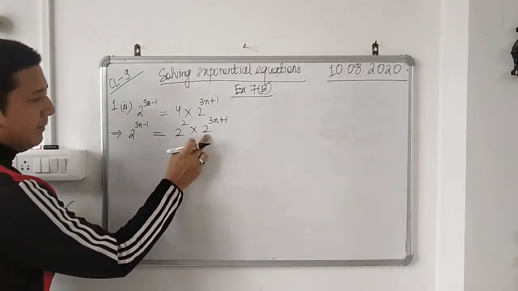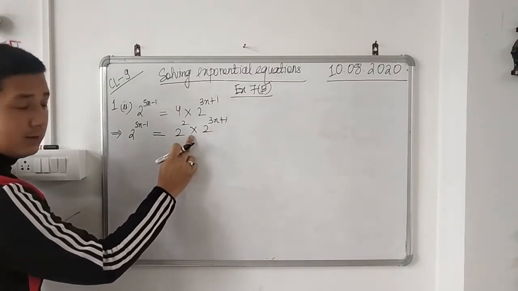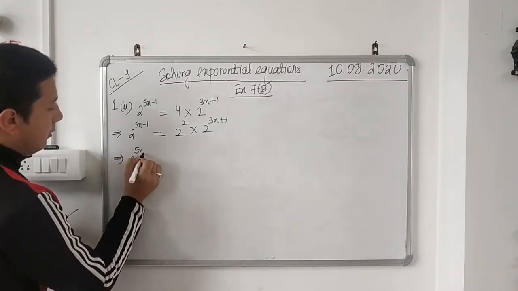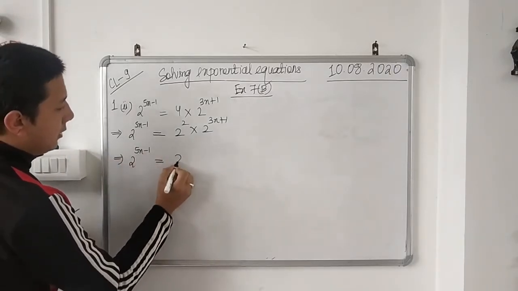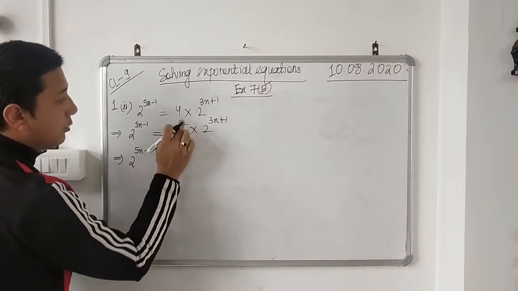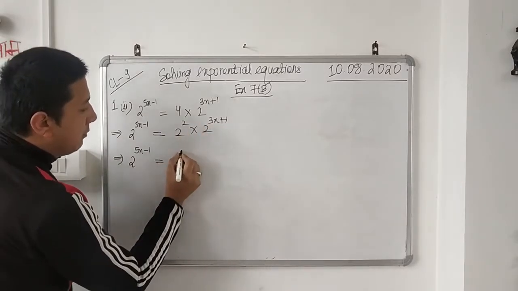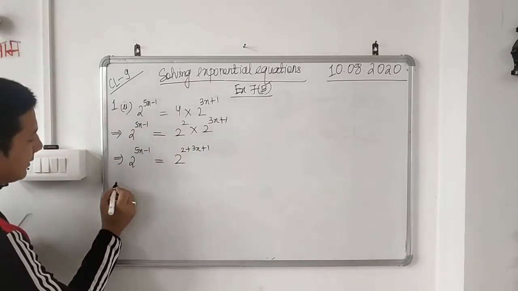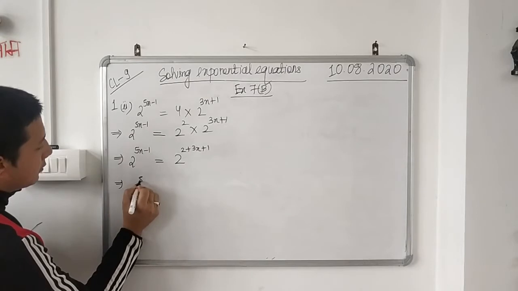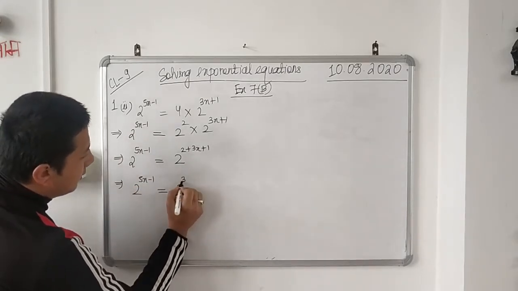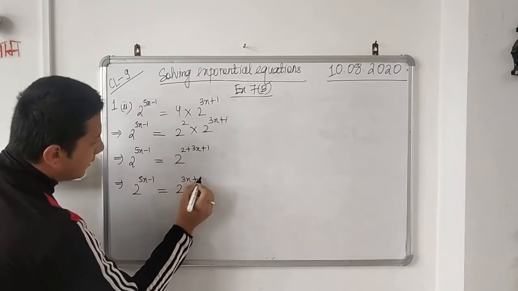And now as the bases are same, in between there is multiplication, so I can use the product law. Okay, product law. So add the powers, the first law we have learned. 2 to the power 2 into 2 to the power 3x plus 1 will be 2 to the power 2 plus 3x plus 1. I hope everyone is understanding this. So 2 to the power 5x minus 1 is equal to 2 to the power 3x plus 3.